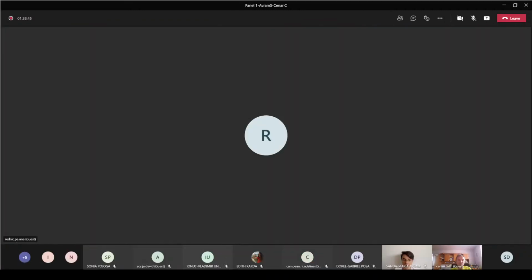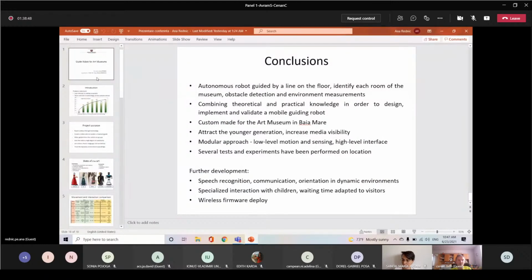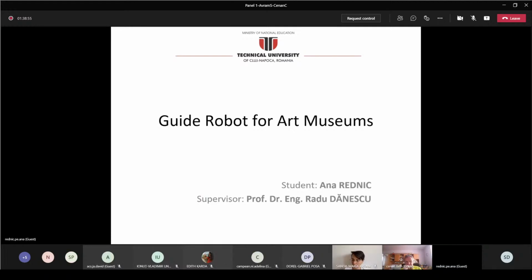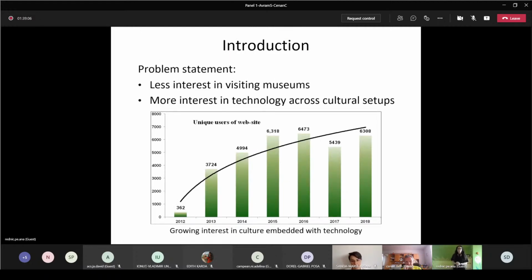Design and implementation of a marking assisted guide robot for art museum. Yes. Hello. My name is Anna Rednik, and I'm going to present a solution for automated guidance in an expositional space. In an environment oriented to technology, statistics done by the Art Museum in Baia Mare have proved that people show less interest towards visiting museums. Instead, they are attracted by activities that imply technology, like virtual tours or virtual expositions.